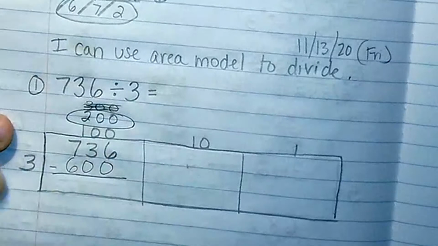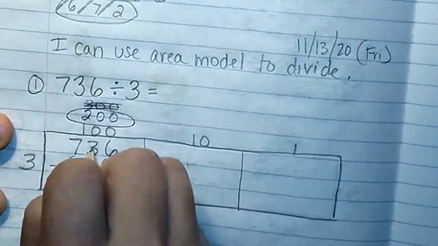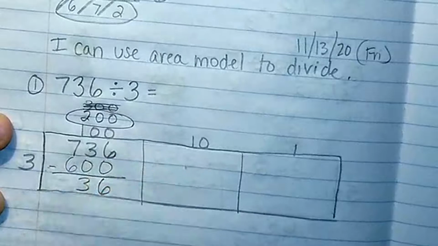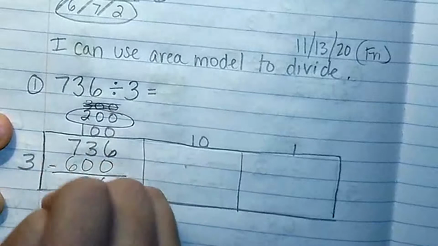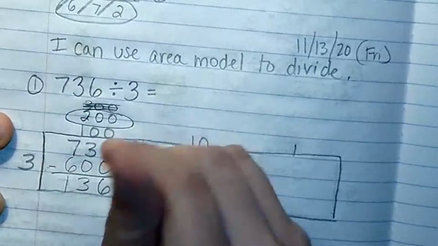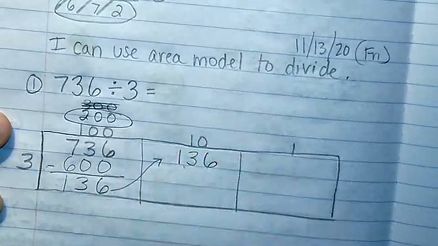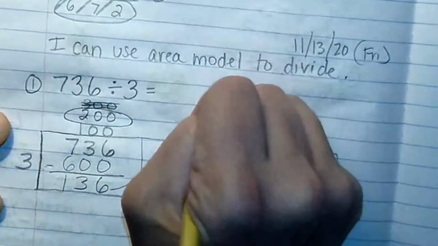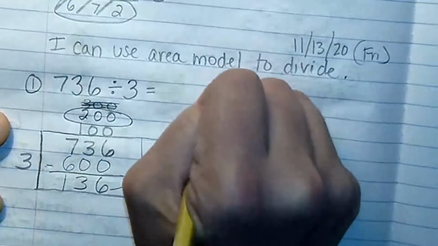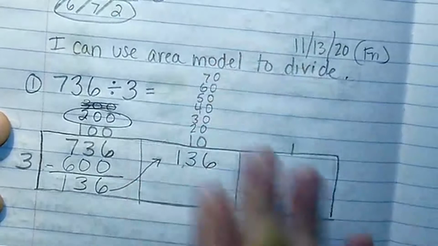And I'm going to subtract. 6 minus 0 is 6. 3 minus 0 is 3. 7 minus 6 is 1. I have 136 left. I'm going to move those to the tens place. 10, 20, 30, 40, 50, 60, 70. I think that should be enough.